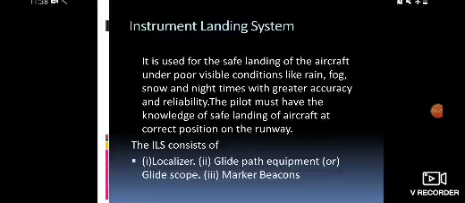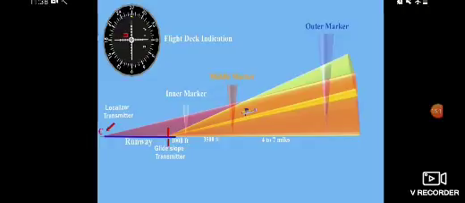Okay, and to maintain this, the instrument landing system, which I will call ILS as a shortcut, consists of three parts: the localizer, the glide path equipment, which is called the glide slope, and the marker beacons. Okay, three parts. So how it looks is shown in the figure.